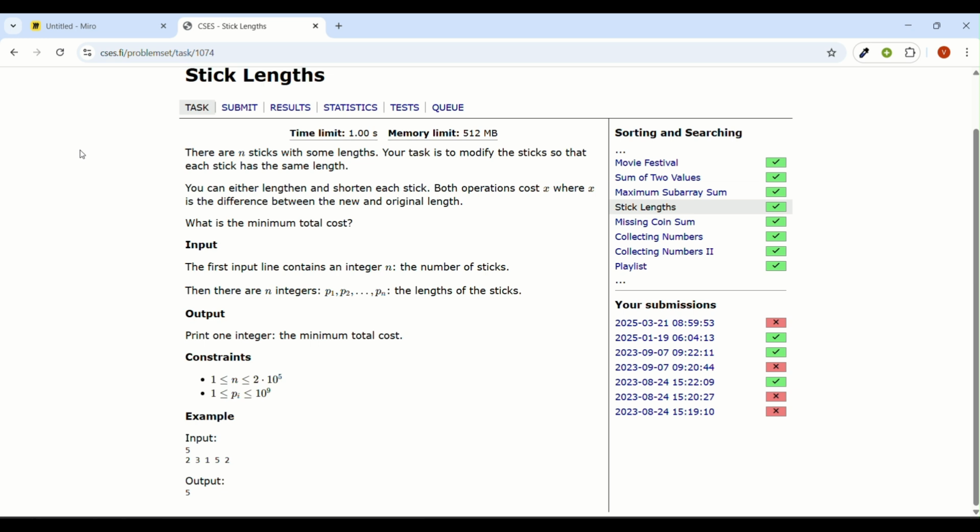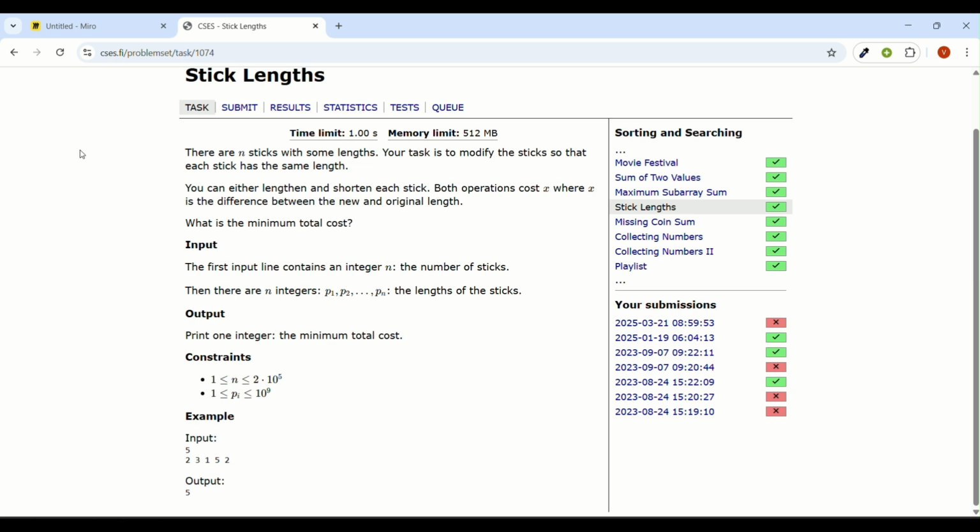So the problem statement is there are n sticks with some length. Your task is to modify the sticks so that each stick has the same length. You can either lengthen or shorten each stick. Both operations cost x, where x is the difference between the new and original length. What is the minimum total cost?